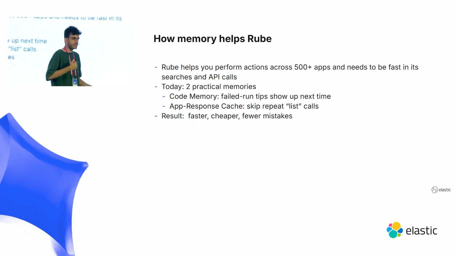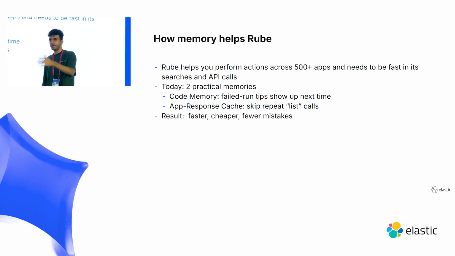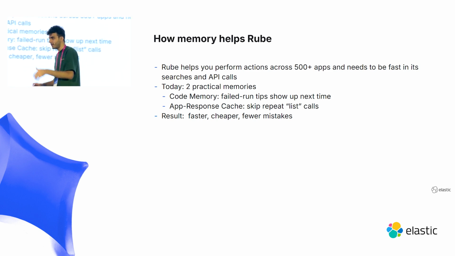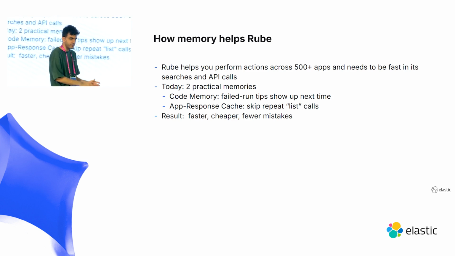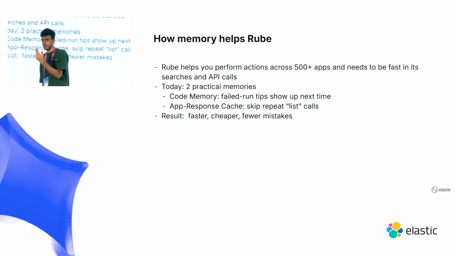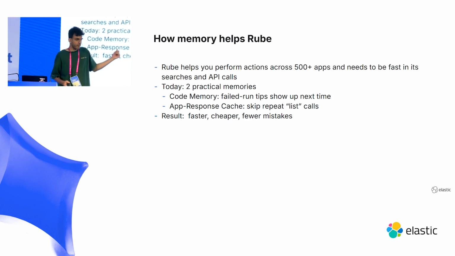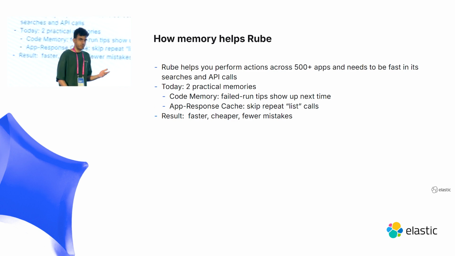For example, if I made this query right now, and then sometime in the future, maybe you make a query as well, what will happen is Rube will remember, okay, the last time I wrote this code, there was a certain problem that happened. Now I won't make the problem again. So that's one, which is the code memory part of it. And the second is the app response cache.